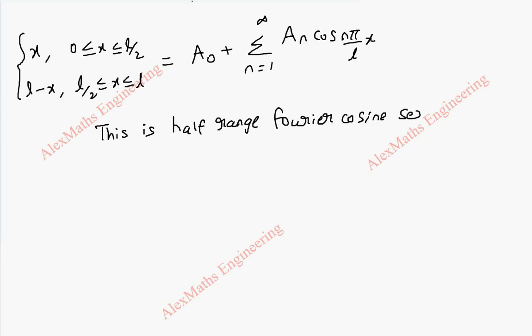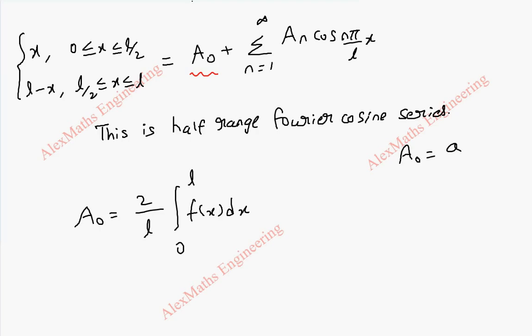So we find a₀ using the formula (2/L) ∫ from 0 to L of f(x) dx. And as per the cosine formula, this a₀ is a₀/2 itself.